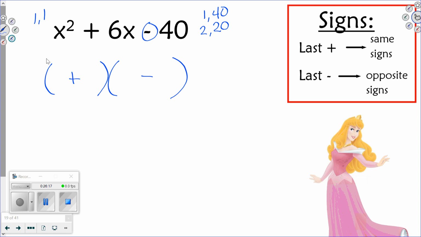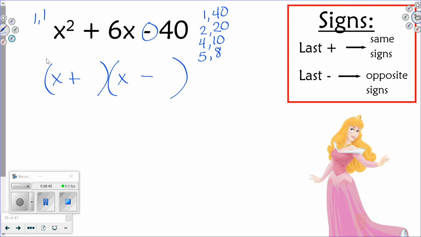No. 4? 4 and 5? 5 times 8 is 40. If you guys need a calculator, by all means, use a calculator, okay? 6 and 7 don't work. All right. So we got 1 and 1, so 1x and 1x.